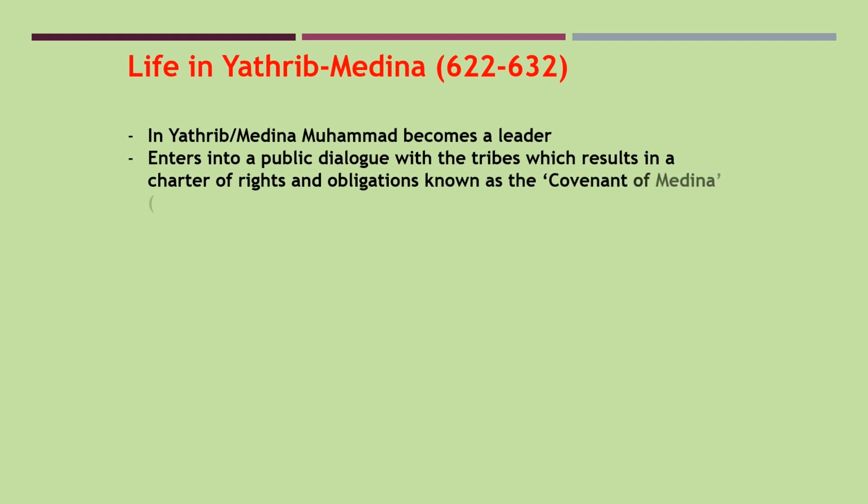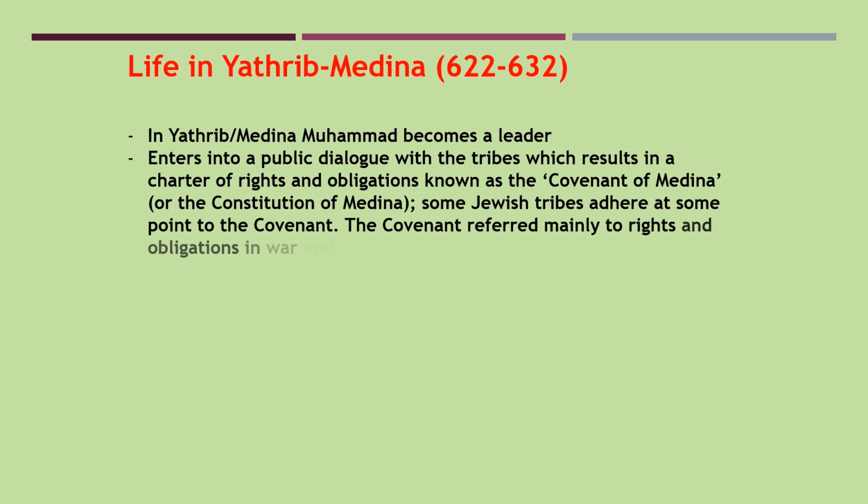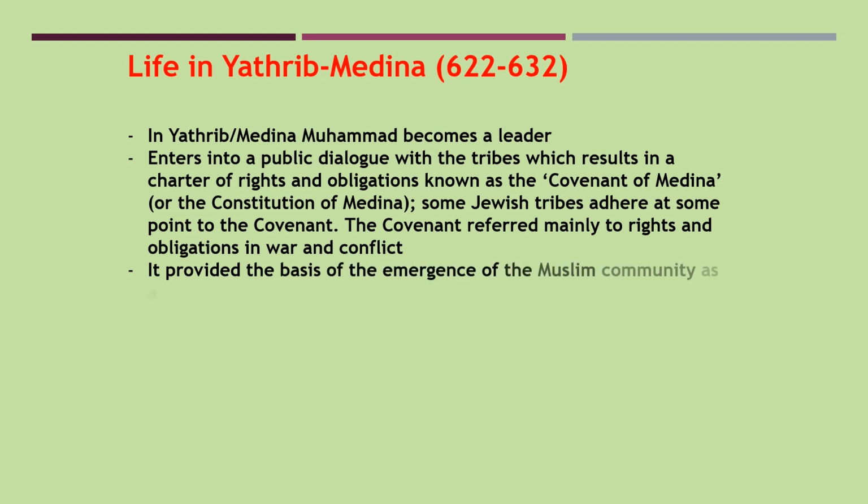The document established the concept of a ruler who is accountable to an established code, and it also provided the basis for the emergence of the Muslim community as a separate political entity, and for the development of the concept of the Islamic welfare state. At some point, the Jewish tribes in Yathrib or Medina entered the covenant, as well as other groups fleeing from other regions. In fact, the covenant established the foundations of a multi-religious Islamic society.